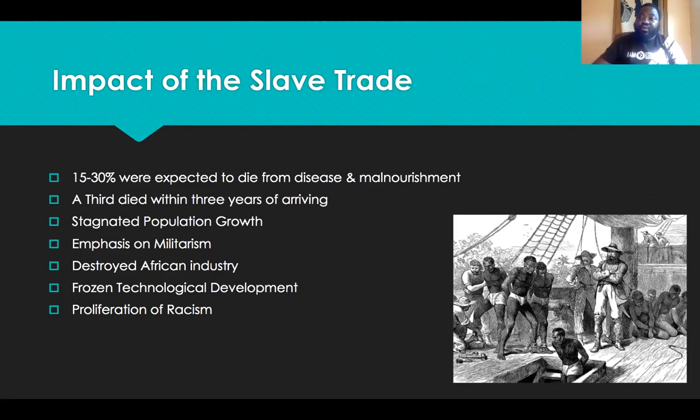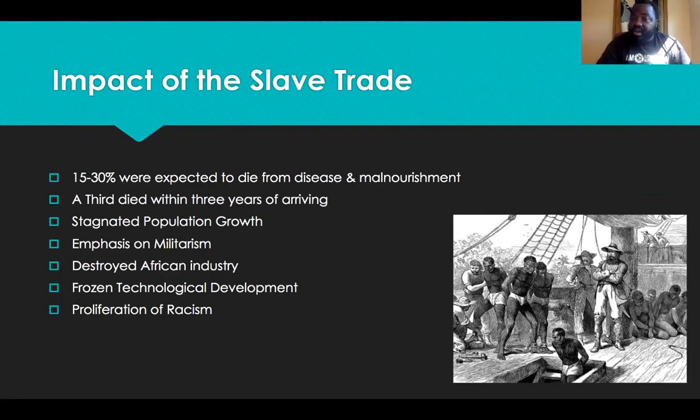Pack them into these boats so that if 15 to 30% die, and we want 100,000, we can't take 100,000 because then we have 70,000. So why don't we take 150,000 so that if 30% die, we are still around 100,000. So they were expected to die, and they did die. Remember that the estimate said 2 million people died on their way, of the 12 million, and those are again conservative estimates.